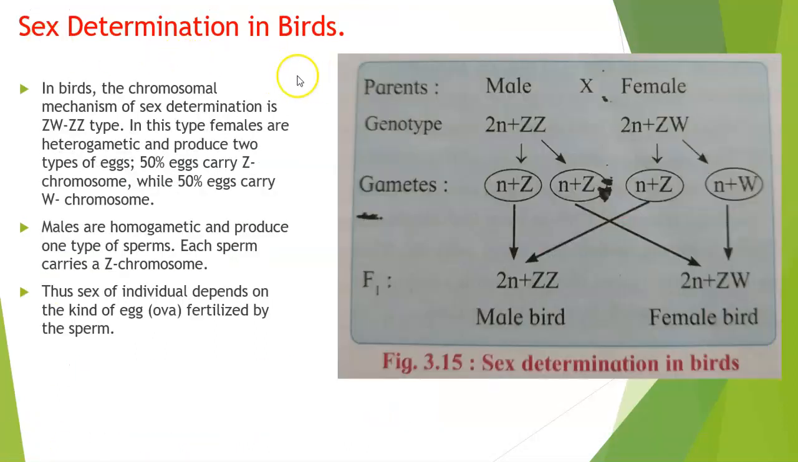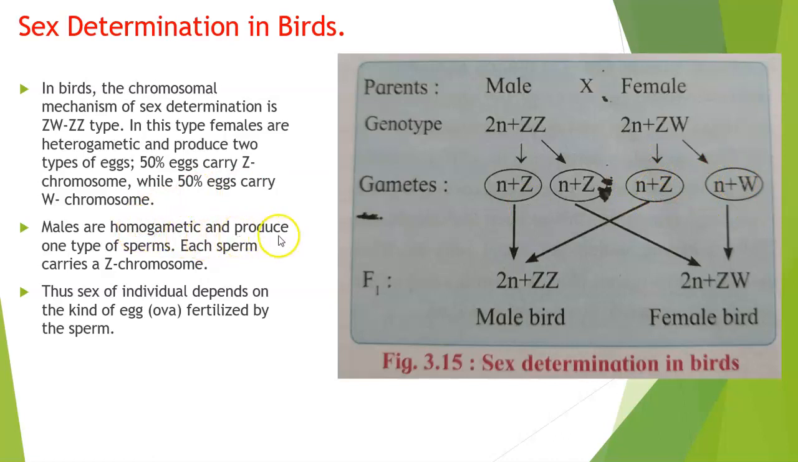Sex determination in birds. In birds, the chromosomal mechanism of sex determination is ZW-ZZ type. In this type, the females are heterogametic and produce two types of eggs. 50% of eggs carry the Z chromosome while 50% of eggs carry the W chromosome. Have a look at this here. So the female has ZW, 50% will carry the Z chromosome, 50% will carry the W chromosome.